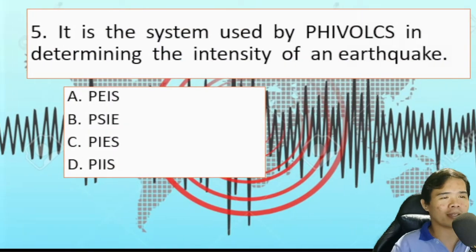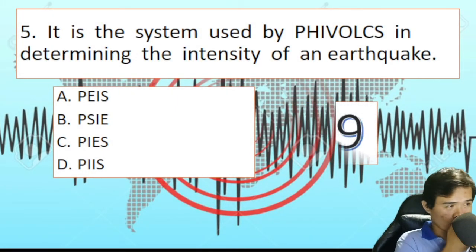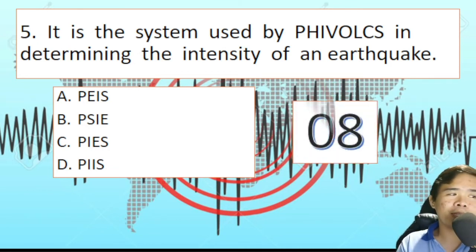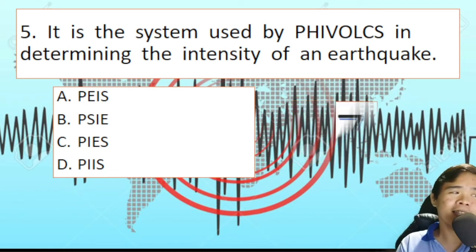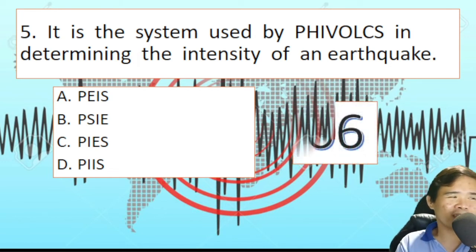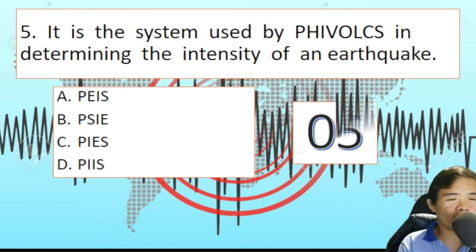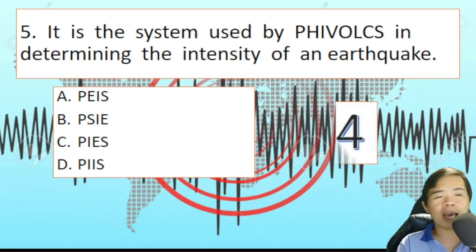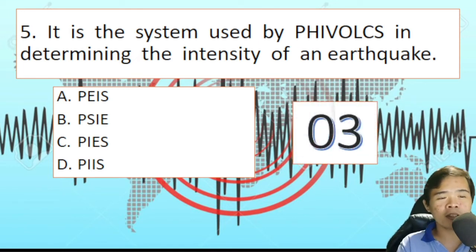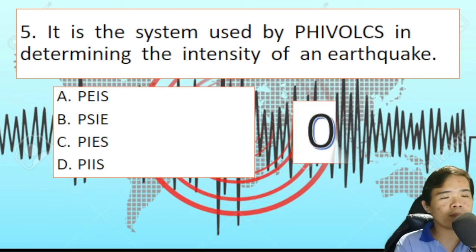Right? Next, last. It is the term used by people to determine the intensity of an earthquake. Is it PIS, PSIE, PIES, or PIIS? Alright, that one is my favorite, pies. Coco pie, egg pie, apple pie, chocolate pie, okay, squash pie.